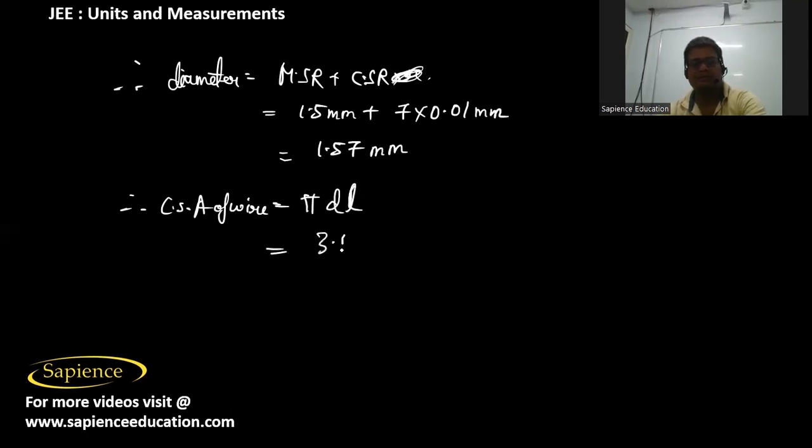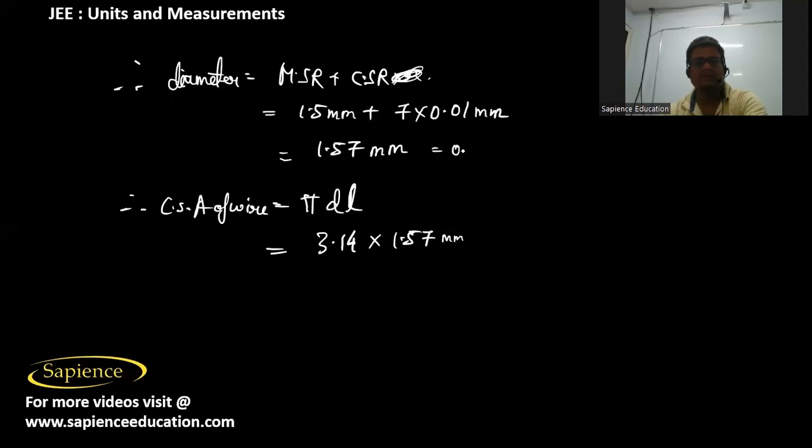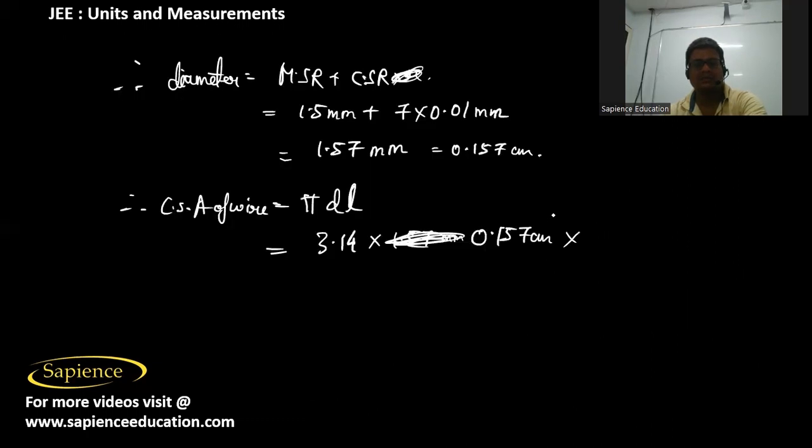So pi is 3.14 into d, that is 1.57 millimeter. The answer is given in centimeter square, so you should convert into centimeter. So that is 0.157 centimeter, into the length, that is 6.8 centimeter. The answer should have the least number of significant figures, which is 2.